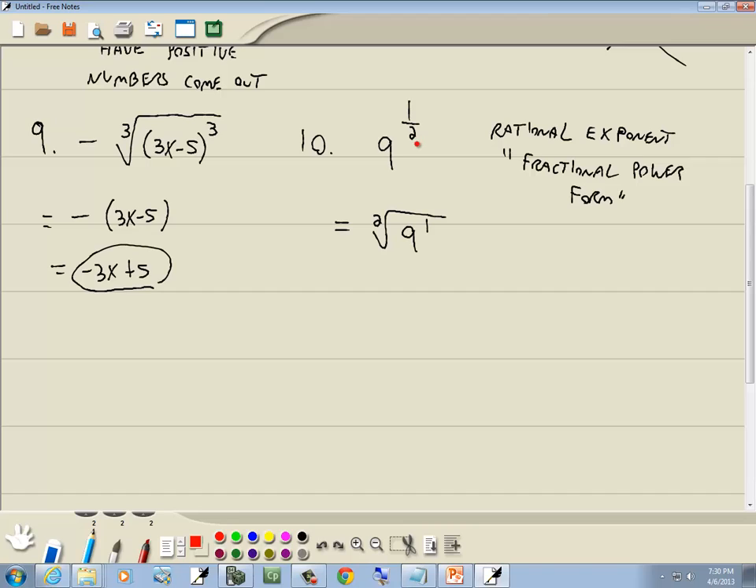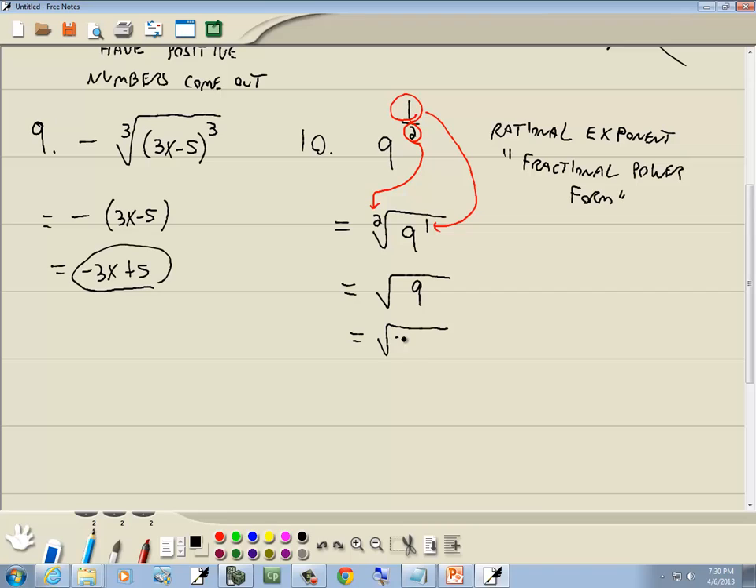Now whatever your denominator is up here, this 2, that'll go in this slot where your index is. Whatever number's up on top, this will be your power. So you can put it right there. Well, whenever our index is 2, we never actually write it, so this is just a square root, and 9 to the first power is 9.